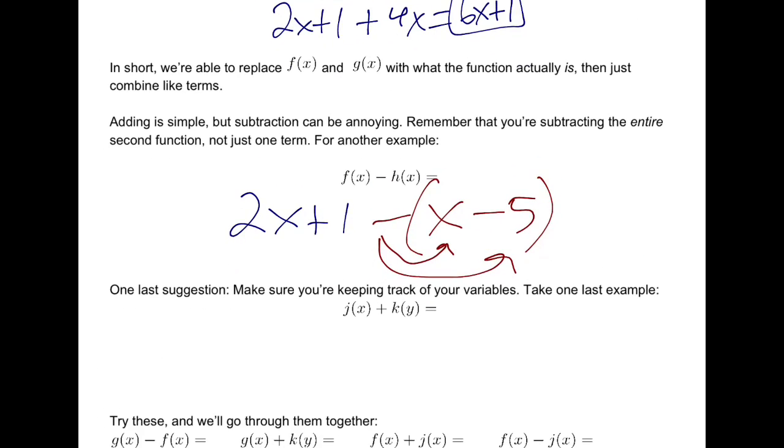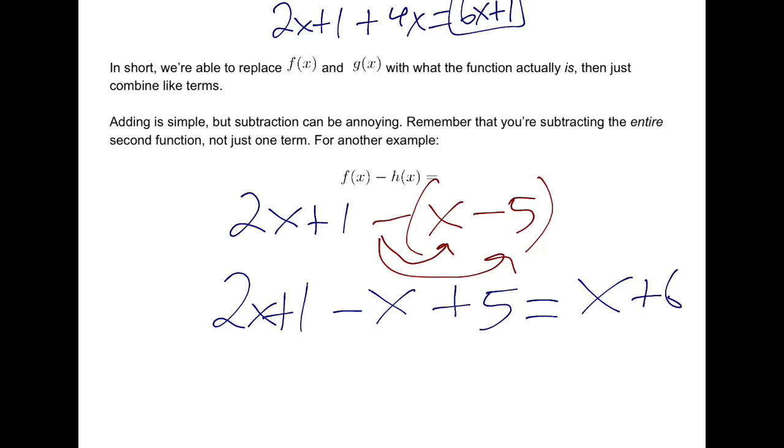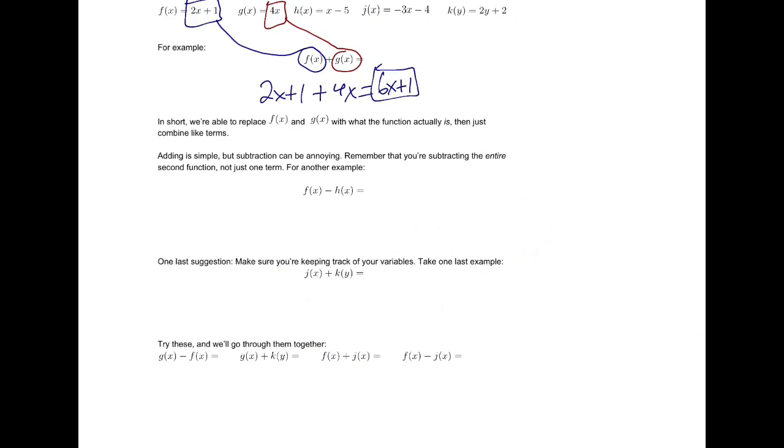And in fact, this becomes 2x plus 1 minus x plus 5, because the negative applies to the x, and the negative makes the negative 5 positive. So now when we combine like terms, 2x minus x leaves us with 1x, 1 plus 5 is 6. X plus 6 is our final answer. One last suggestion, make sure you're keeping track of your variables.